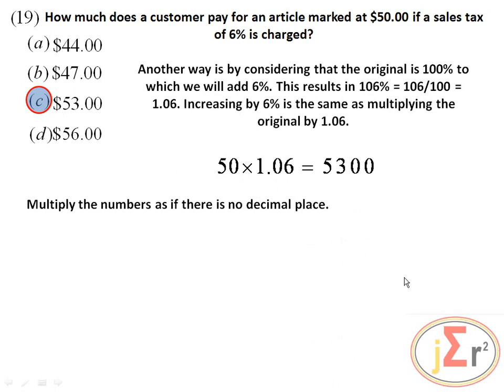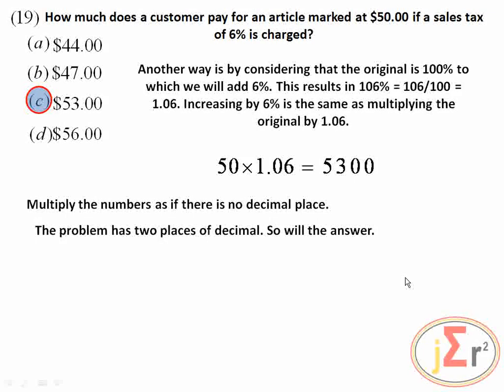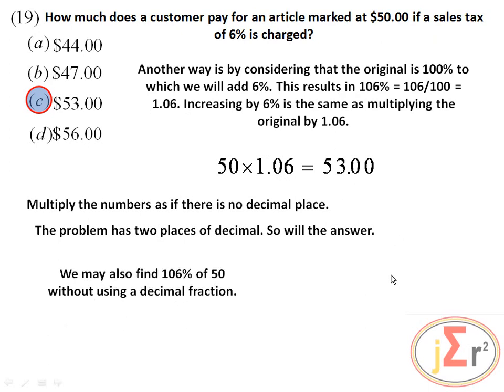And what do we do next? The problem has two places of decimal, and so will the answer. So 50 multiplied by 1.06 will actually be 53, because we are multiplying without applying decimal places. Then at the end we will count the number of decimal places. In the problem we get 2. The answer should have 2 places of decimal also. That makes our answer 53.